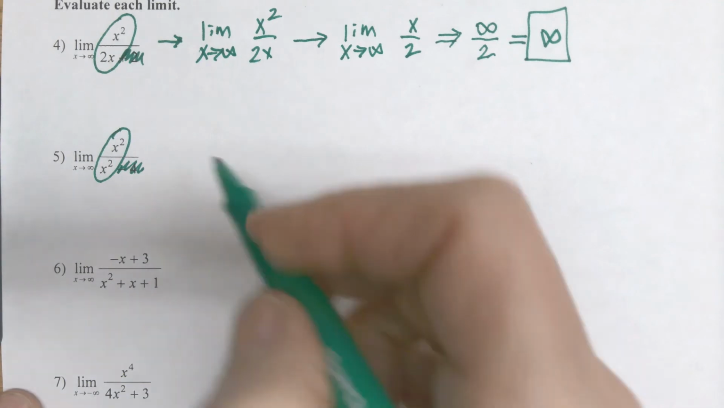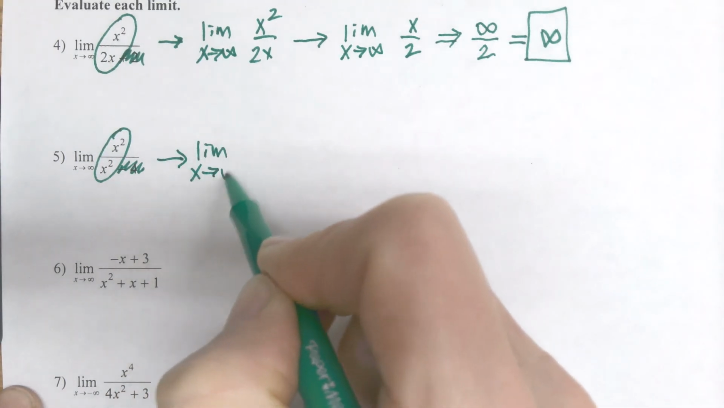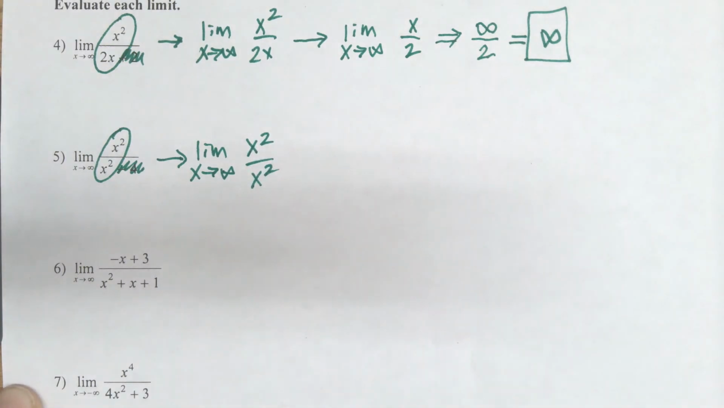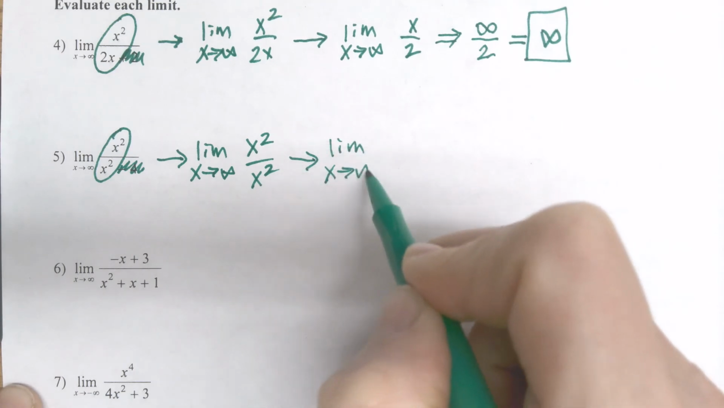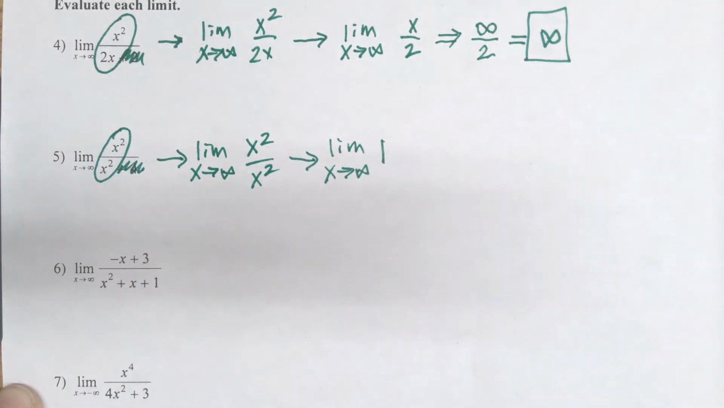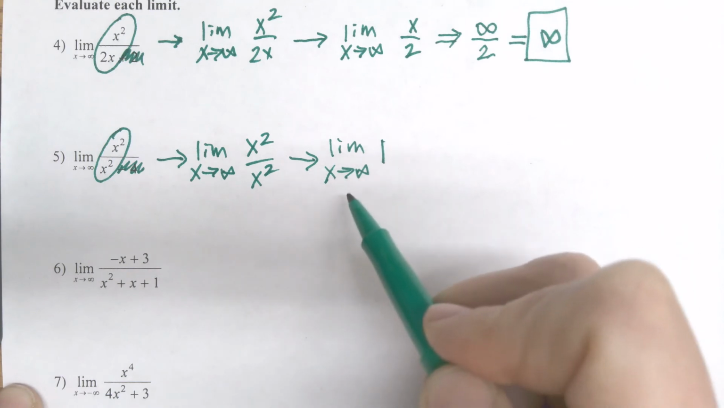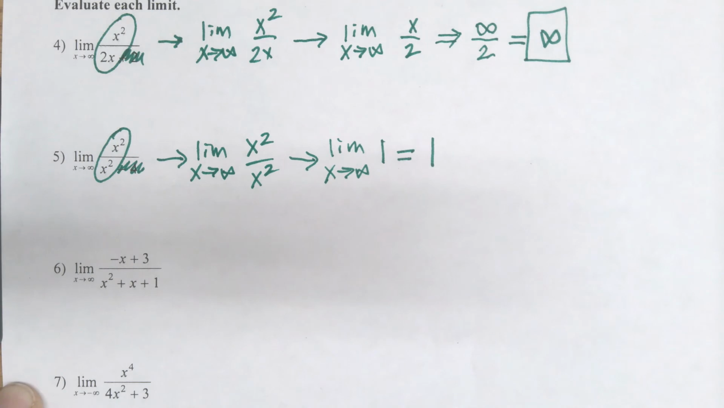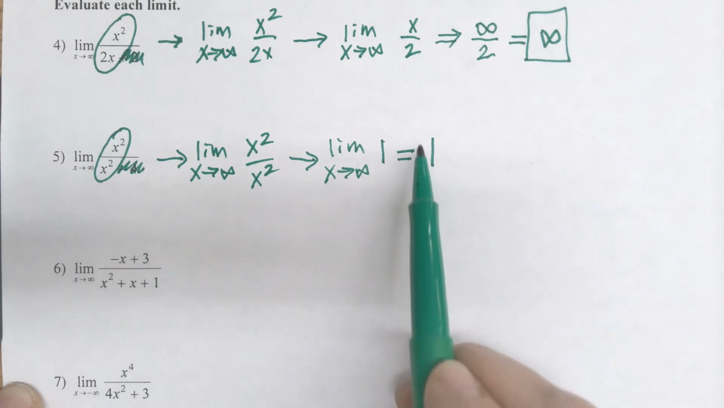When I start to clean this up, this becomes the limit as x approaches infinity of x squared over x squared, which then is the limit as x approaches infinity of 1. And when you were watching your video for the last section, if we have a constant, I have no place to put my x in, then my limit will be that constant value. So I'm going to get a limit as x approaches 1.